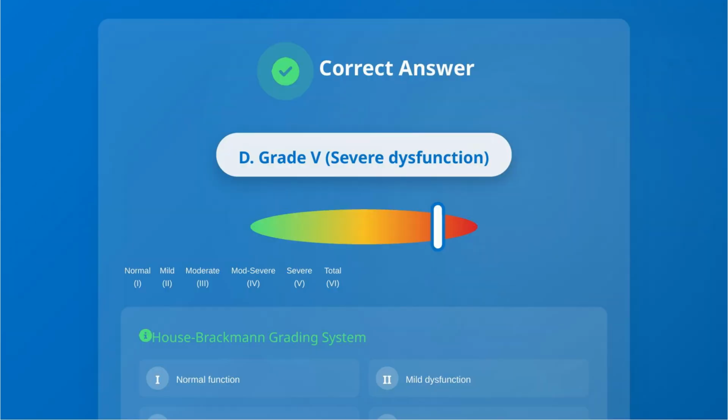Grade 5, severe dysfunction. The House-Brackmann facial nerve grading system classifies facial nerve function from grade 1, normal, to grade 6, total paralysis. Grade 5 indicates severe dysfunction with only barely perceptible motion, as described in the case. This standardized scale is important for documenting severity at presentation and monitoring recovery over time.